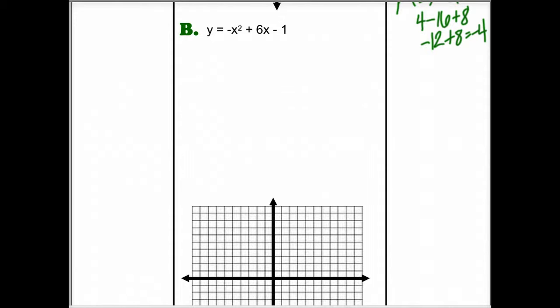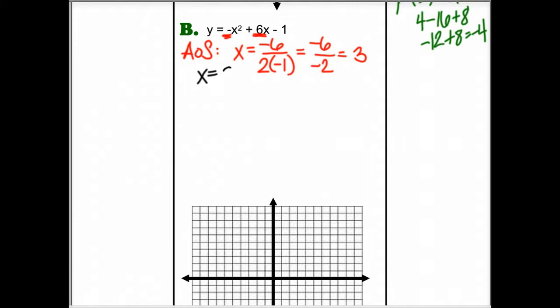We're going to start off with my axis of symmetry, and to do so we're going to take x equals the opposite of b, so negative 6, over 2a, which is 2 times negative 1, negative 6 over negative 2, which is positive 3. So my axis of symmetry is x equals 3.